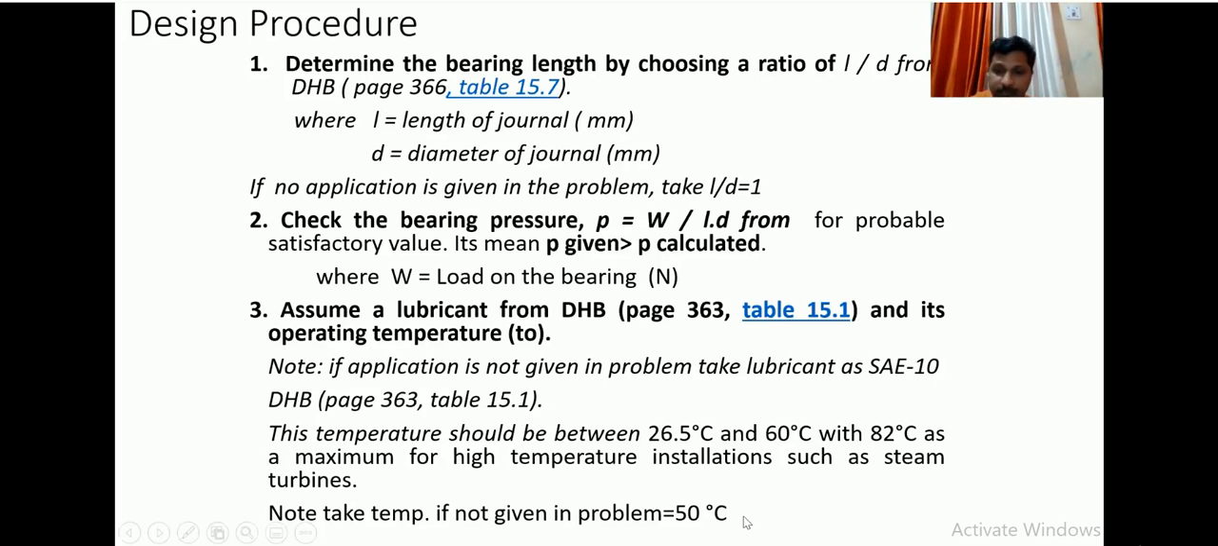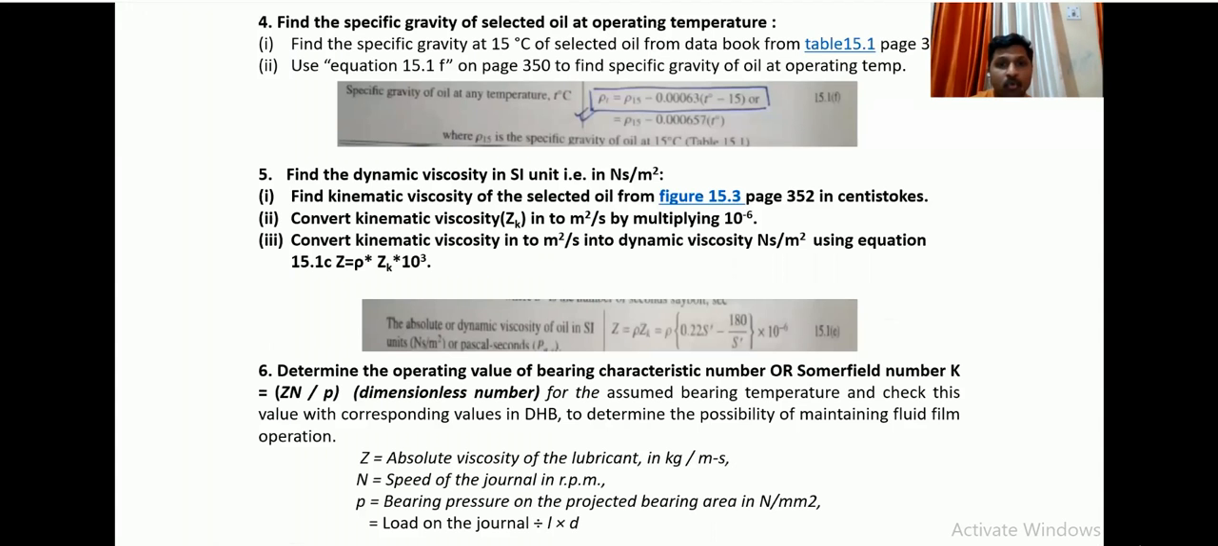Okay. Then the next step is to find the specific gravity of the oil at the particular operating temperature. We can find the specific gravity at the operating temperature from equation number 15.1F, which is given on page number 350. So we have found the specific gravity in the third step.